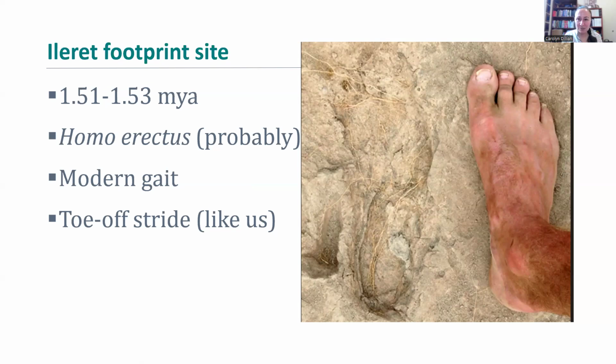But the researchers were able to show that they had a very modern gait. They walked just like us, and they had a toe-off stride like us. So that big toe is really important in that push off. If you saw these footprints on a beach, you would not think twice in assuming that they were Homo sapiens.